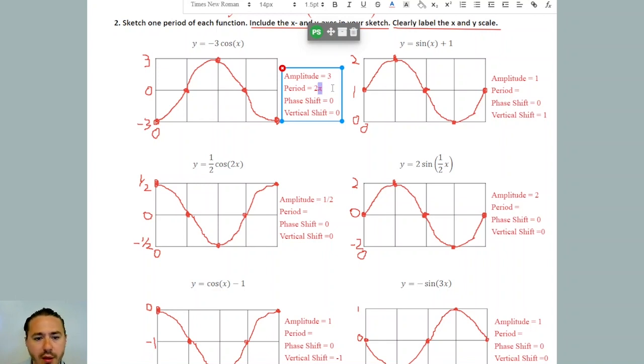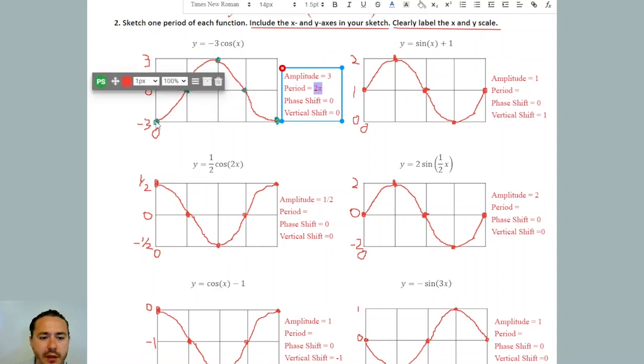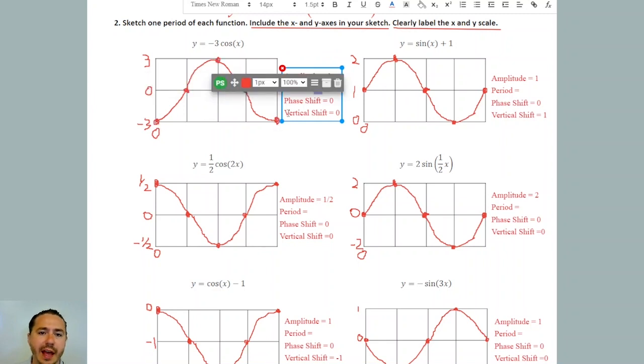Okay. Oh, did this freeze on me? Nope. There we go. So the period is the length of time it takes to complete one cycle. So from the beginning of the window to the end, that distance is going to be 2 pi. Normally what you would do is add whatever the period is to the phase shift to figure out where the end of the window is.